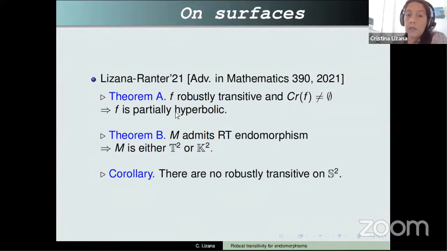So now what does partially hyperbolic mean for us? You have a decomposition of the tangent bundle in the direct sum of two subbundles. One is the central direction, and the other one is going to be actually an expanding direction. So you have a central unstable bundle.